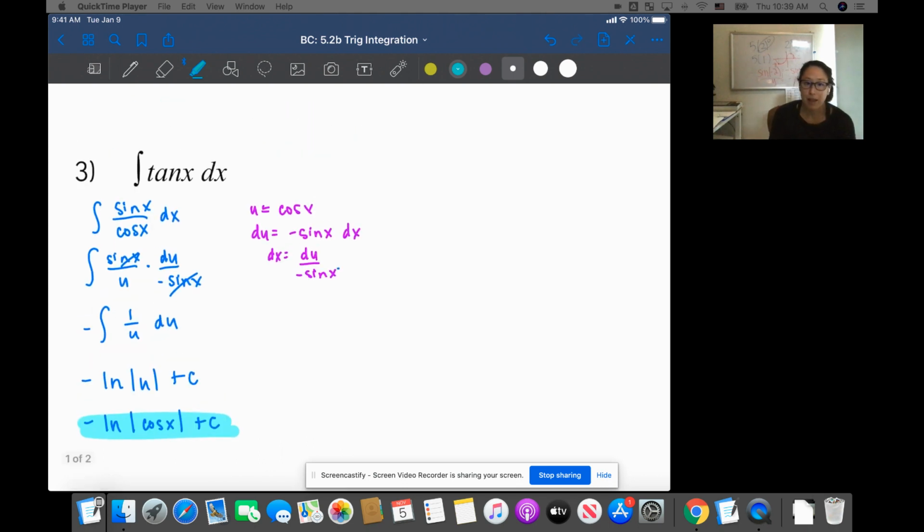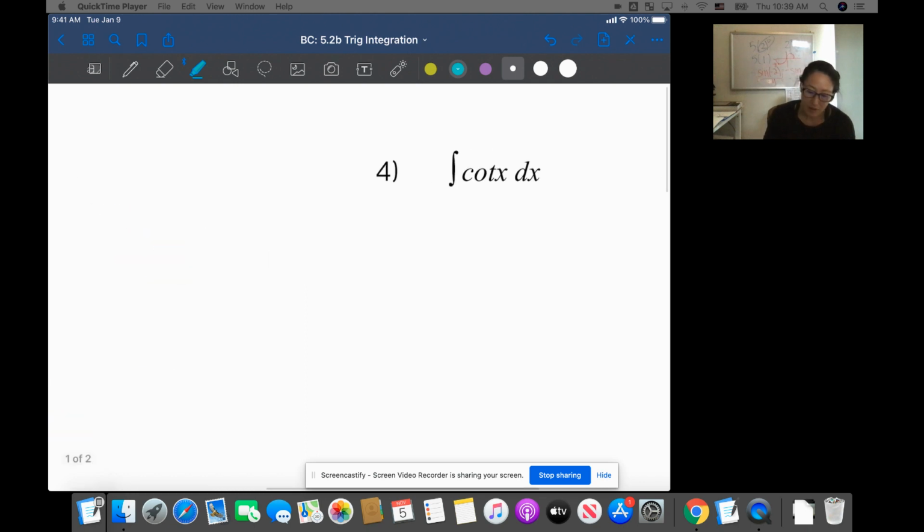But you're not going to do that every time. Now, if you forget what the integral of tangent is, you're always welcome to derive it like this. But I would make a Quizlet and start memorizing these. Okay, 4. So now let's derive cotangent of x.